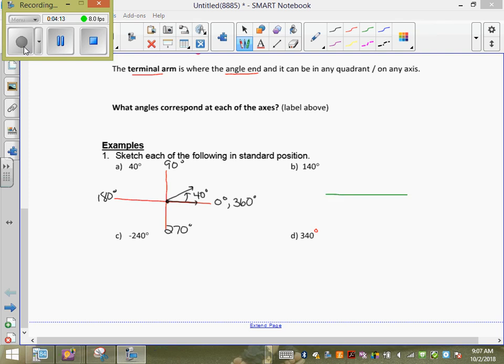140. Make sure you always label your axis. 140 is 40 less than 180. This is 140. I have to remember to draw my initial arm.